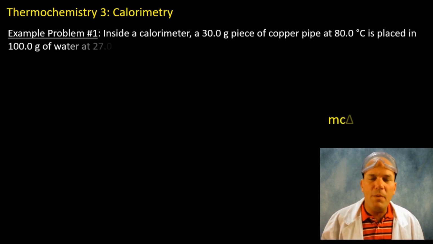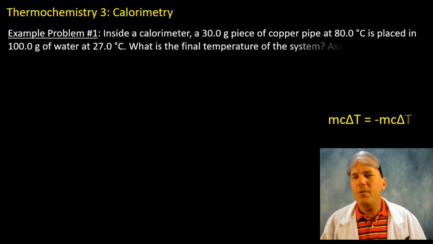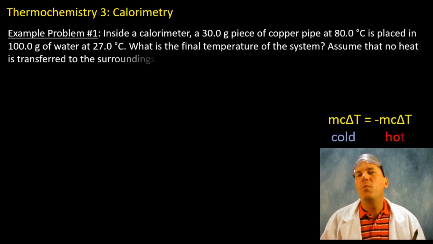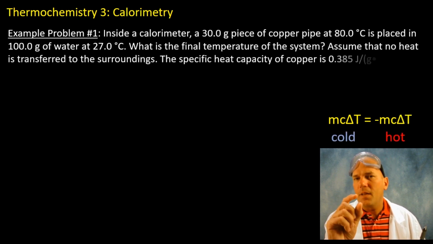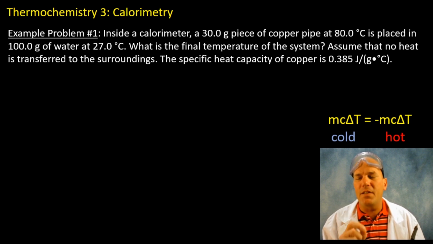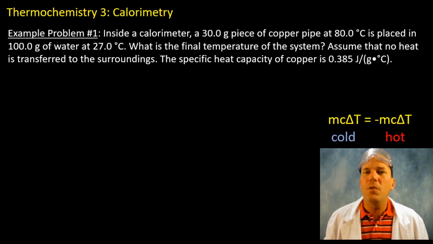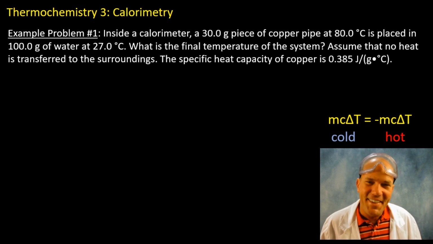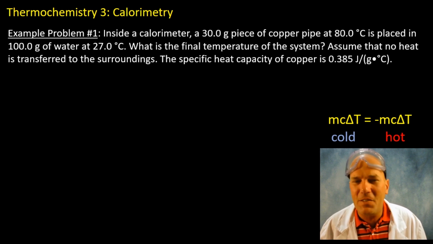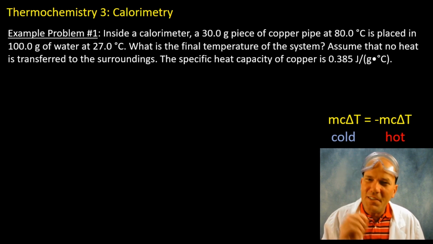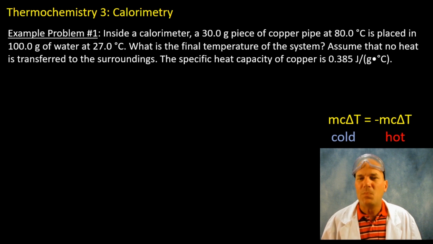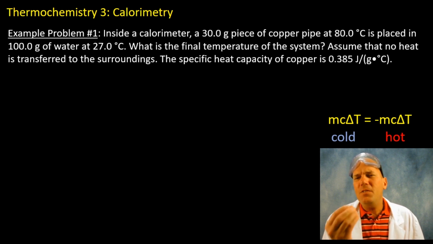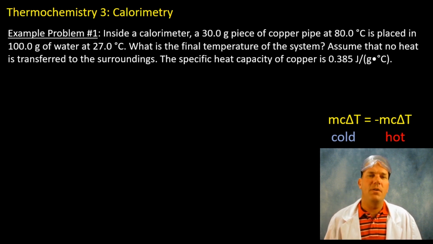Inside of a calorimeter, a 30-gram piece of copper pipe, which is initially at 80 degrees Celsius, is placed into 100 grams of water. Now, the water is initially at 27 degrees Celsius, so just a little bit more than room temperature. What is the final temperature of the system? Now, what is our system?